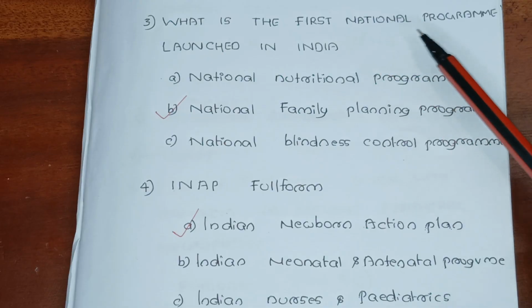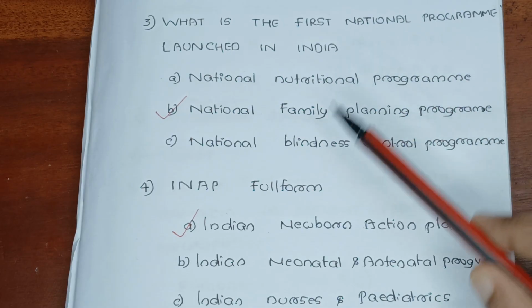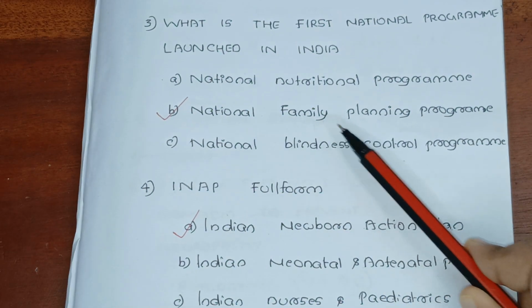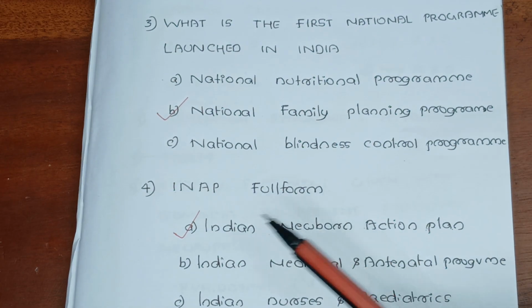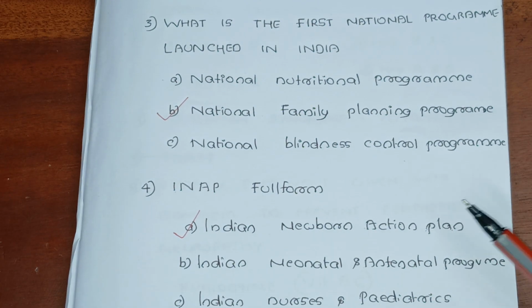What is the first national program launched in India? Correct option is National Family Planning Program. Fourth question, INEP full form, Indian Newborn Action Plan.